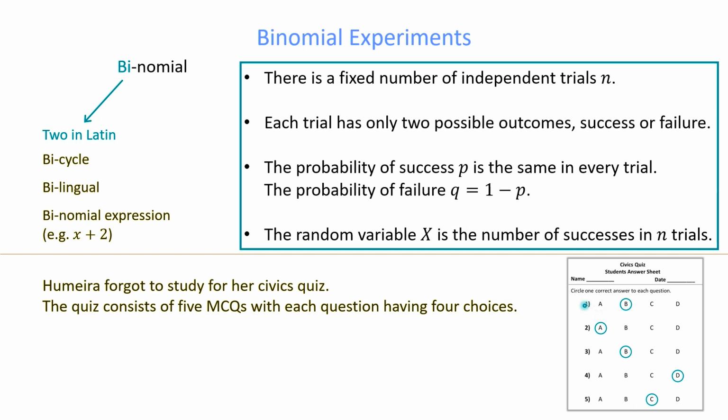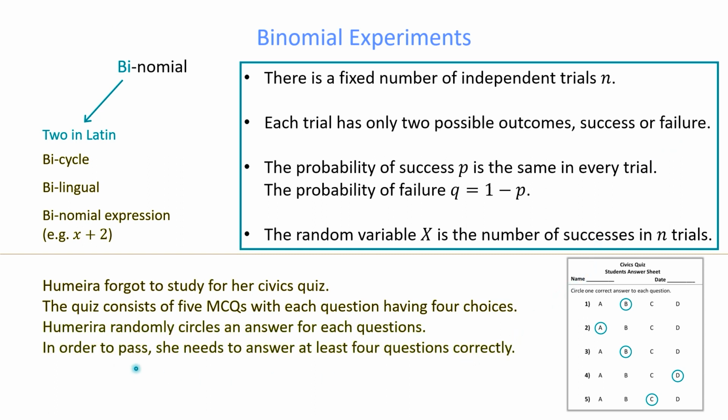Now, because the number of questions is fixed, we can see that n equals 5. And for each one of these questions, she's either correct or incorrect. So we can think of this as success or failure. So 2 outcomes. Now, in order to pass, she needs to answer at least 4 questions correctly. Now we'll look at this example in a little bit more detail in example 4.